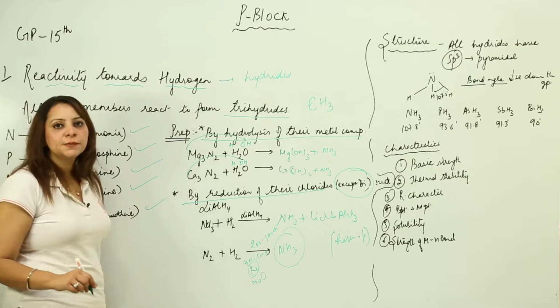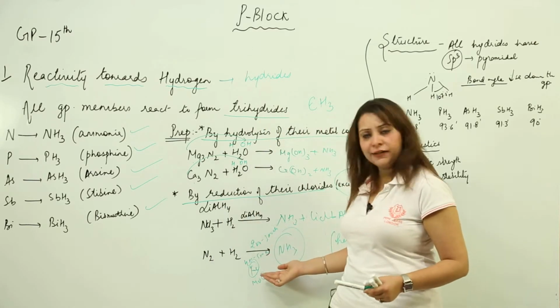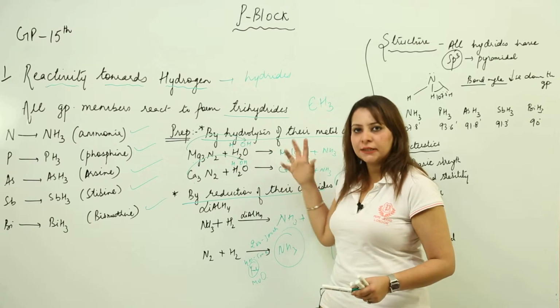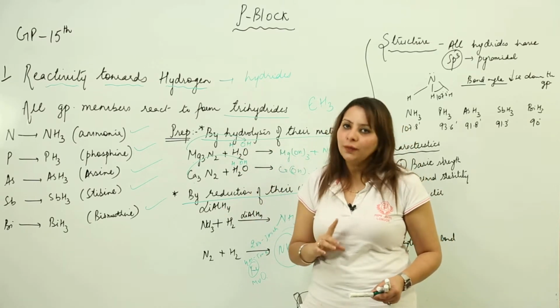So these are the methods by which we can prepare hydrides. We can prepare directly, like I did for ammonia, we can prepare by hydrolysis of their metal compounds, or we can have them by the reduction of their chlorides, but this is not used for bismuth.